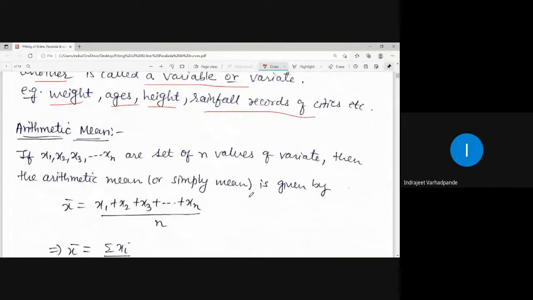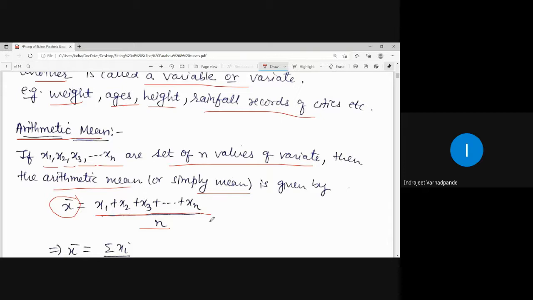The other terminologies or concepts related to statistics are mean, median, and mode. What are the different kinds of mean? Arithmetic mean, geometric mean, or harmonic mean. You must be aware of geometric mean and arithmetic mean. So how do you calculate the arithmetic mean for a given set of observations? If x1, x2, x3 up to xn are a set of n values of a variate, then the arithmetic mean, or simply mean, is denoted by x bar, and it is the sum of all the observations upon the total number of observations.